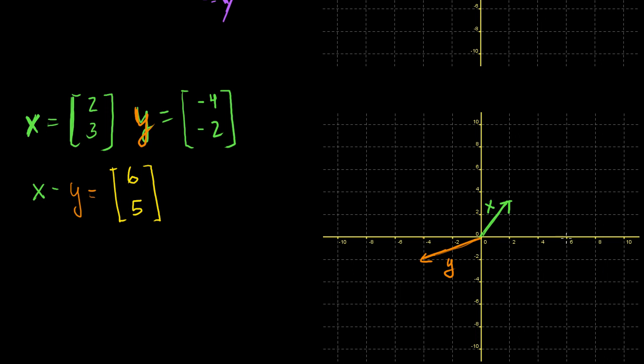So you could draw it out here again. To add 6 to 4, you go up there, and then 5, you'd go like that. So the vector would look something like this. It shouldn't curve like that. So that's x minus y.